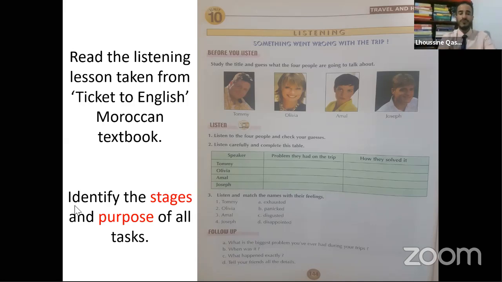And now you have to identify the stages and the purpose of all tasks. What are the tasks? Let's identify first the tasks. So this is task number 1, study. Task number 2, listen 1. Then we have listen 2. Then we have 3, listen. Then we have follow up. These are the tasks. Now let's get started.